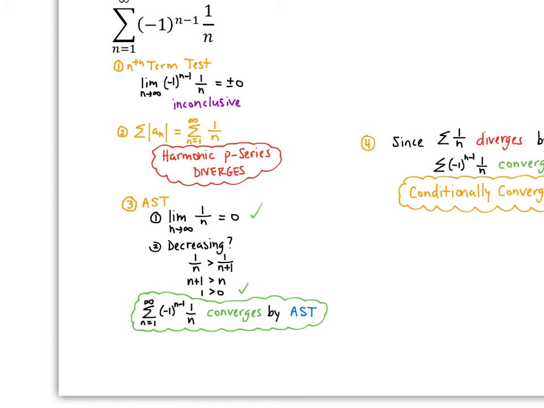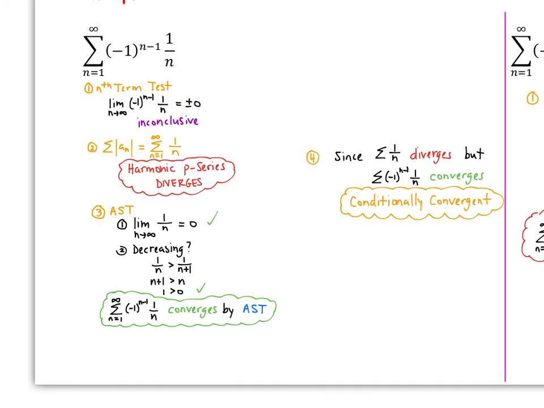But what's our conclusion? Well, since the absolute value diverges, because it's a harmonic p-series, but it converges by the alternating series test, we call it conditionally convergent.